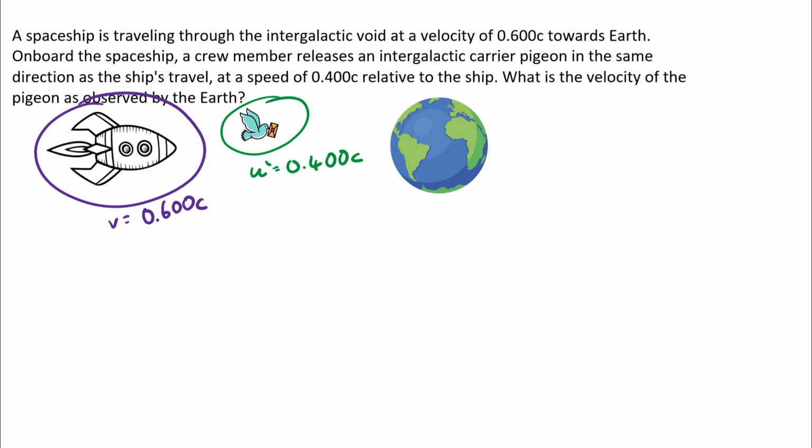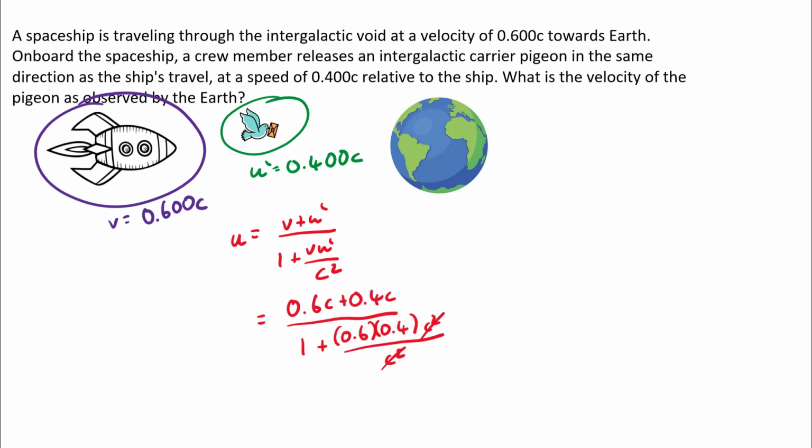So let's just put that in the equation, and it looks like that. And then you just sub in the variables, and notice that these c's cancel out, and then I end up with 1.0 c over 1 plus 0.24. And I put that through, and I get 0.806 c. And that makes sense to me, because I expect this carrier pigeon, according to someone on Earth, should definitely be traveling towards Earth faster than the spaceship, but it should not be going faster than the speed of light. So I'm pretty happy with that result. Probably be specific and say towards the Earth.